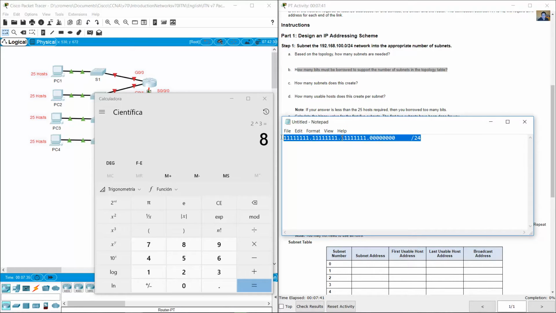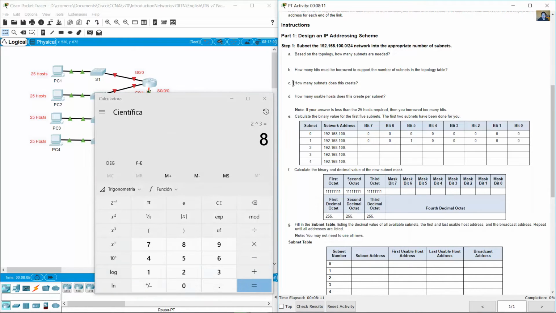The original subnet mask is 24. This is 24 in binary, but I will use 3 borrowed bits. 3 borrowed bits supports 8 subnets. Okay, 3 bits. This is 27. How many subnets does this create? 2 power 3, 8 subnets.